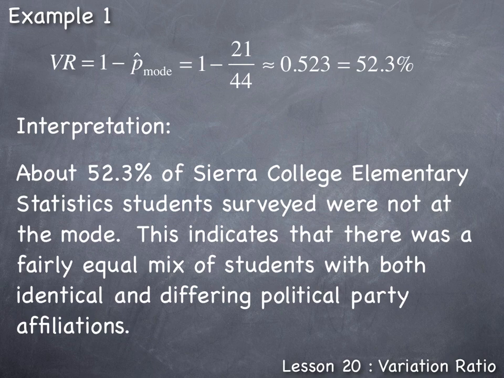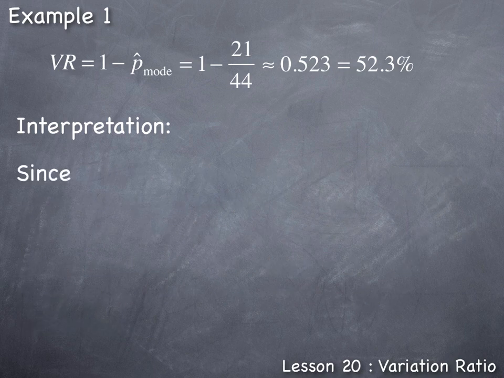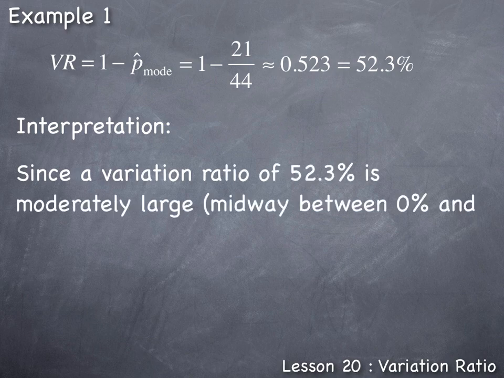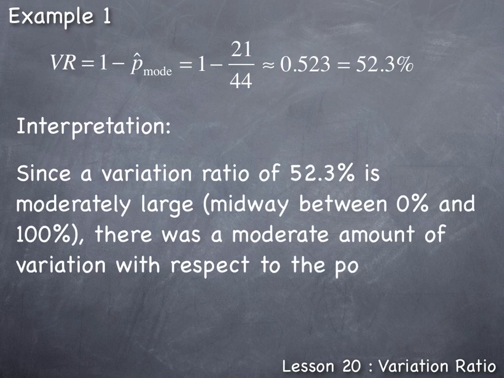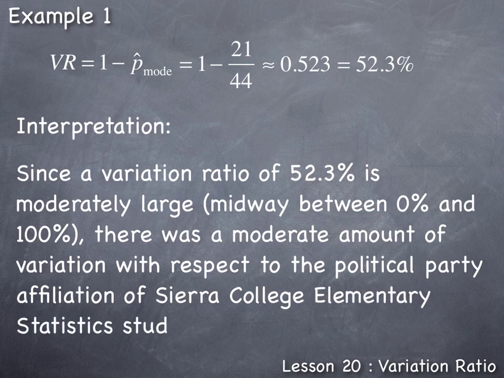So another interpretation could be the following. Since a variation ratio of 52.3% is moderately large, that is, it's midway between the 0% and 100%, there was a moderate amount of variation with respect to the political party affiliation of Sierra College Elementary Statistics students.